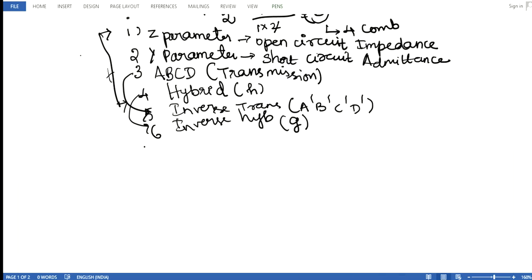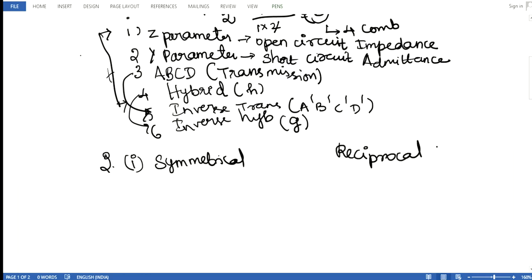Clear? And two more questions will be there. The first one will be symmetrical network, define symmetrical network, and the second one will be reciprocal network. These are the two important 2-mark questions in your fifth unit. Symmetrical, we already know symmetricity when we were studying signals: the symmetric can be reproduced the same.